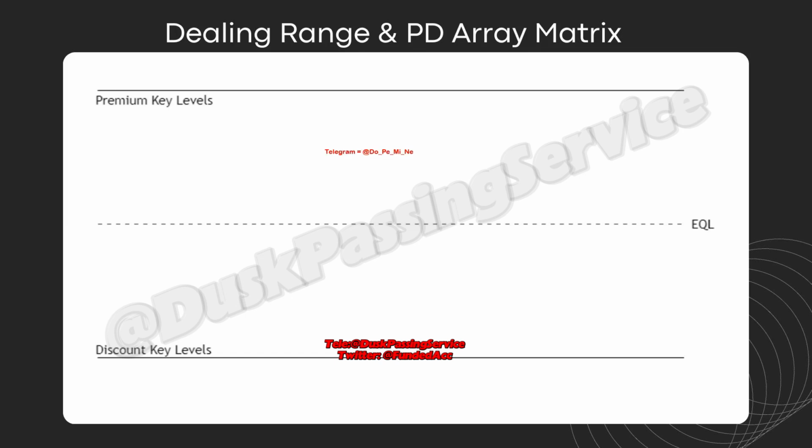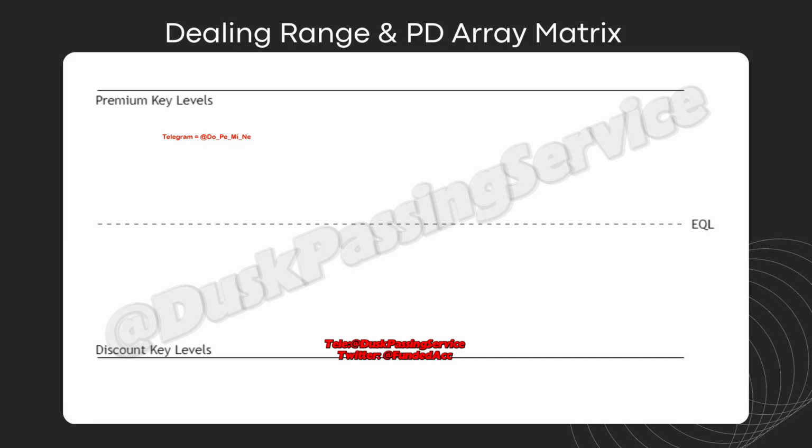Now, this dealing range or PDA matrix will be used to filter out key levels, right? And it will be used to select the correct key level based on the market condition that we are in. For example, if we are in a bullish market, then our main priority or concern will be the key levels inside the discount region or near the equilibrium, rather than the key levels inside the whole range or inside the premium.